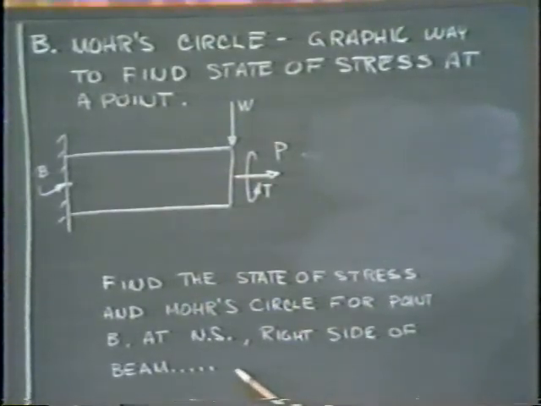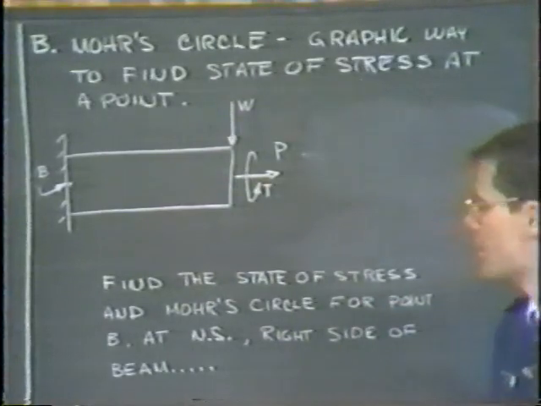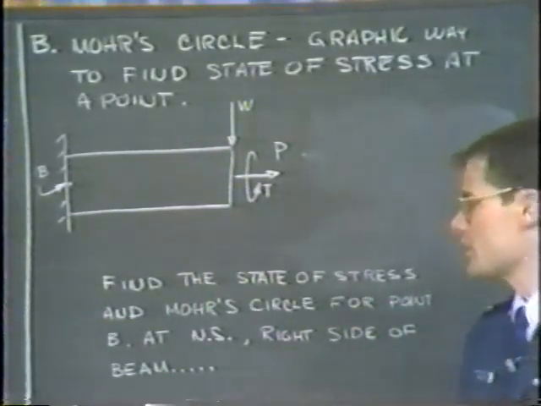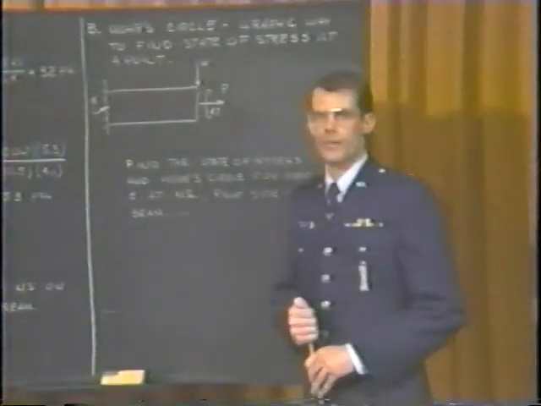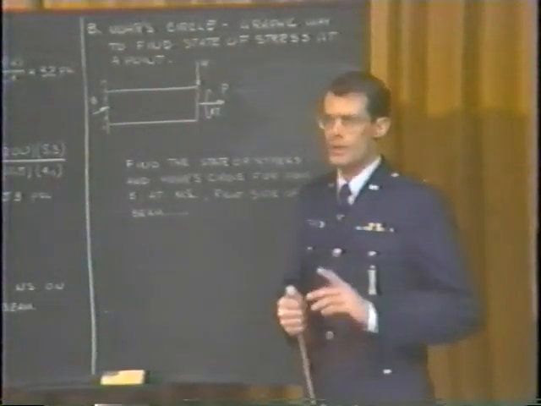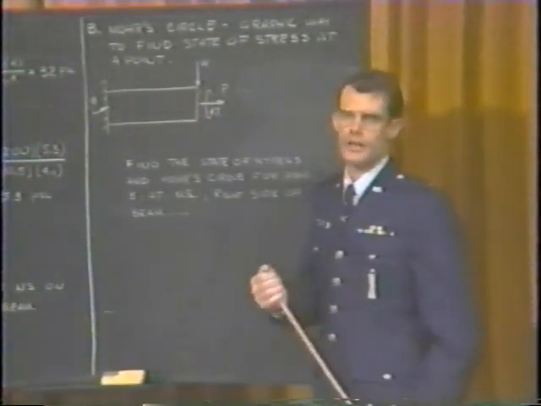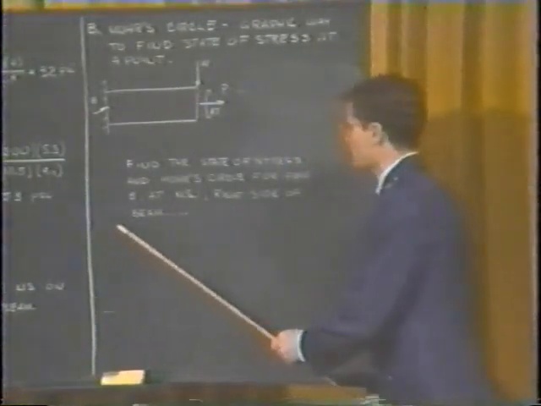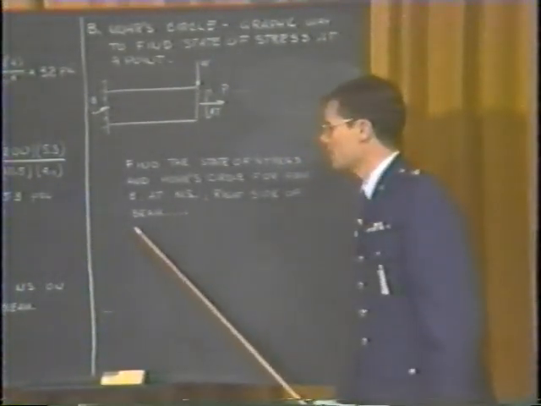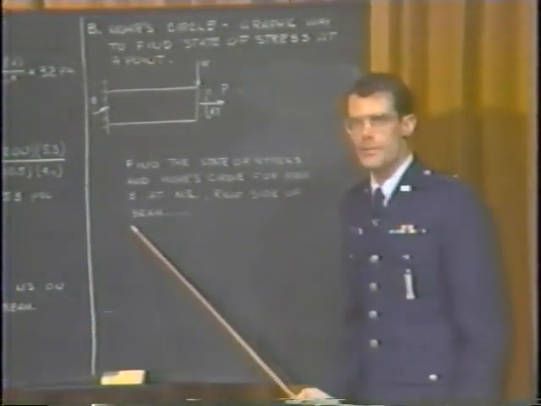Point B is at the neutral surface and on the right side of the beam. We know something about its stress already since we've used this as a previous example. We'll go through this and I'll illustrate how to draw a Mohr's circle by means of an example. But critical to success in understanding this technique is understanding exactly where point B is in our beam. We're asked to find the state of stress there.